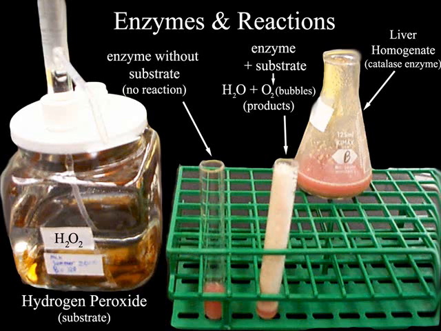Here's an example of an enzyme catalyzed reaction. This is hydrogen peroxide. That's the substrate, the material that's going to undergo the change. In the first test tube on the rack, we've got the enzyme without the substrate, so nothing is happening. But in the second, we've got an enzyme, plus our hydrogen peroxide. The enzyme that we're using here is a liver homogenate. So they've ground up some liver, and there's a catalase enzyme in there. Catalase enzymes break down hydrogen peroxide, which is toxic to the body, into water and oxygen.